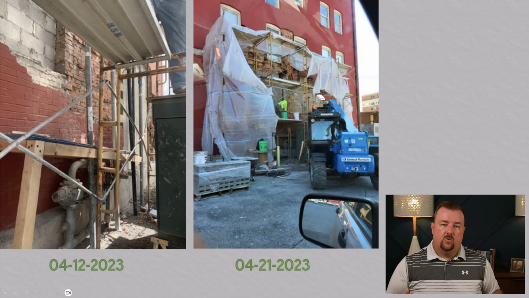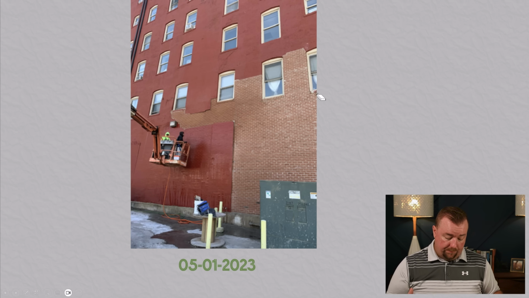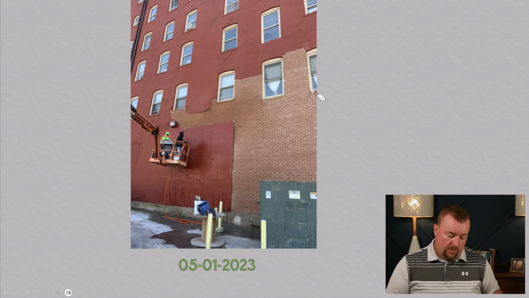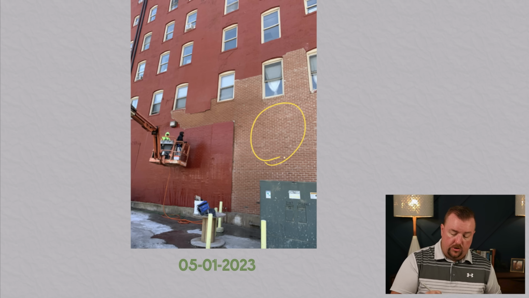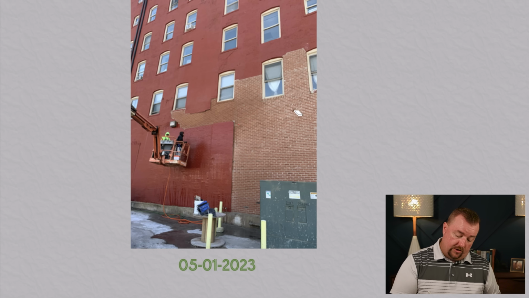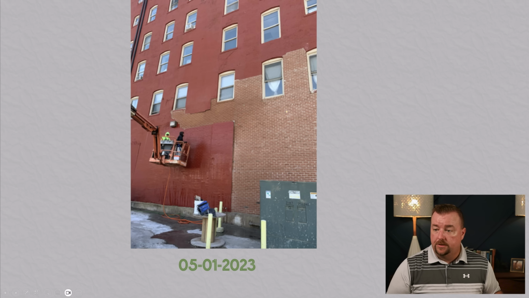The very next photo we have goes from 4/21, and it jumps about a week and a half to 5/1/2023. So now we're at May 1st, 2023. The contractor has already installed all the new facade brick, and they are pressure washing the building, because you have to pressure wash before you paint it, and they're going to paint it to match the rest of the building. And that's taken on 5/1.